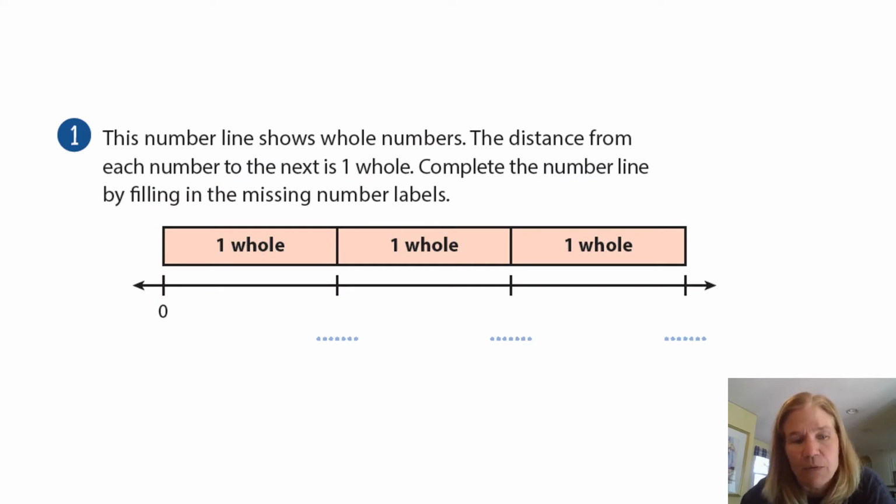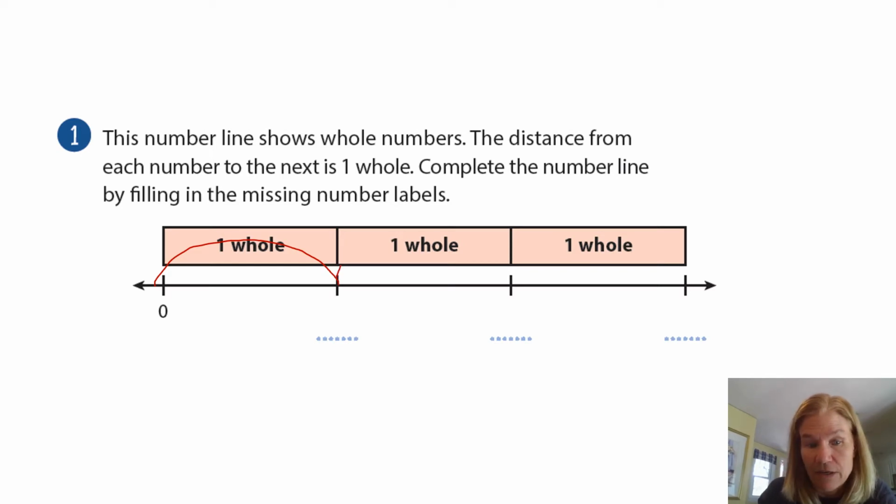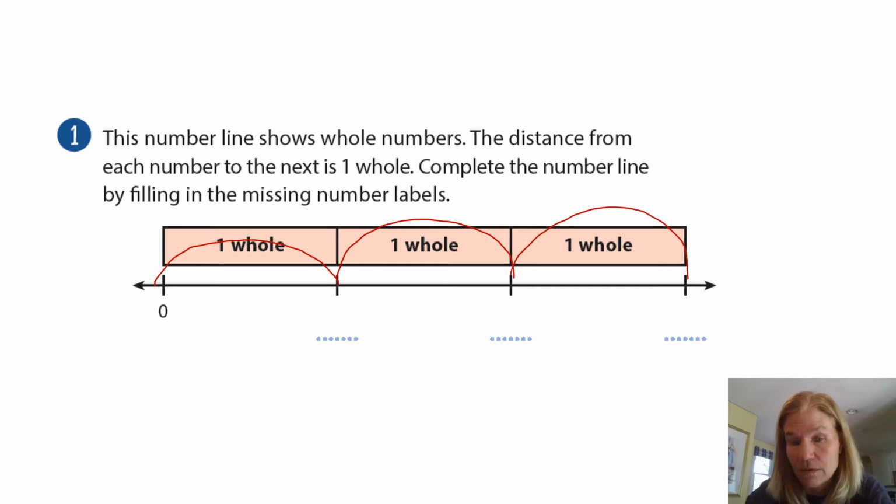So let's look at number 1 here. This number line shows whole numbers. You have from this jump to this jump is 1 whole. And then you have another whole. And then you have another whole. And they're all exactly the same amount. So the distance from each number to the next is 1 whole. Complete the number line by filling in the missing number labels.